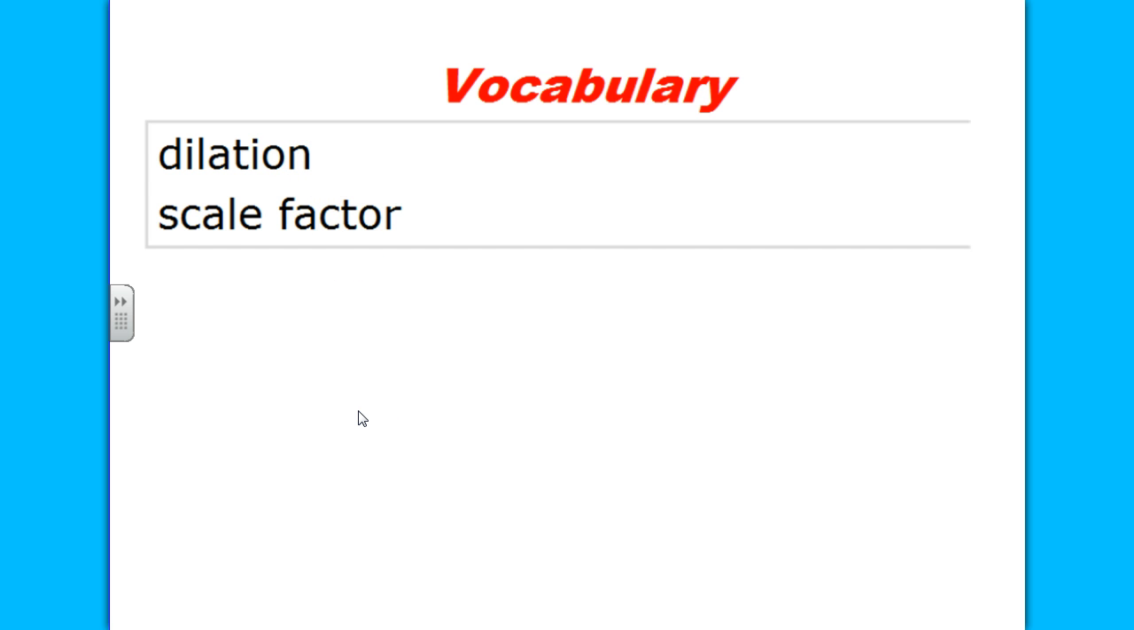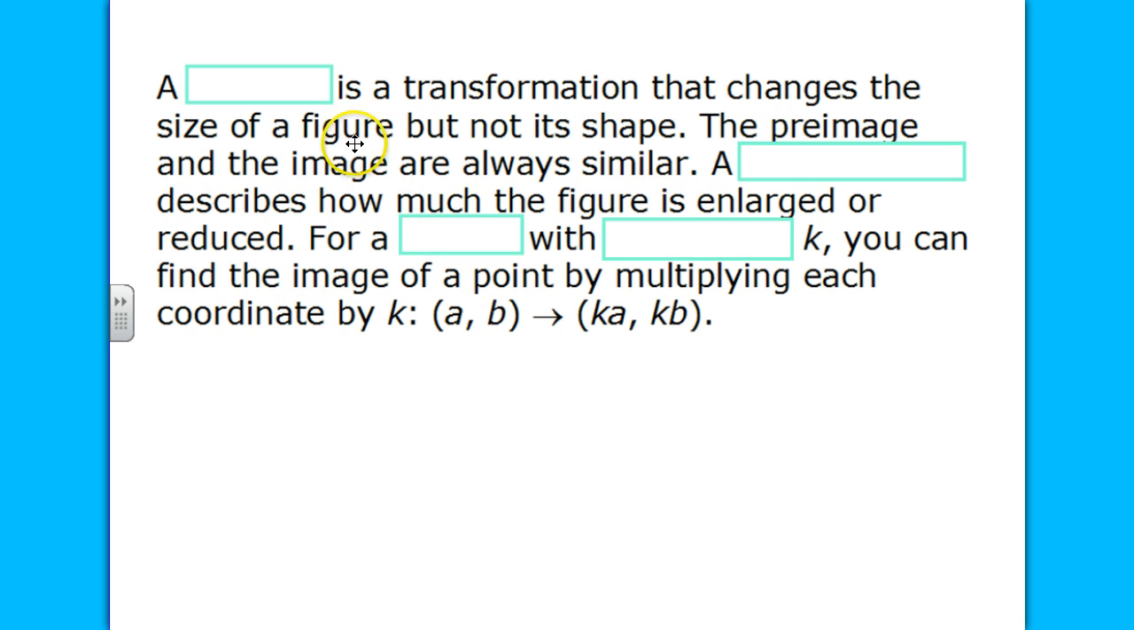And so what is a transformation that changes the size of a figure but not its shape? Jenna? Okay. Doesn't change the shape, so what can we say about an original, a pre-image, and the new figure? If the shape is the same, it's similar, which is what we've been talking about, right? The pre-image and the image are always similar. We just have a proportional relationship with the sides, right?